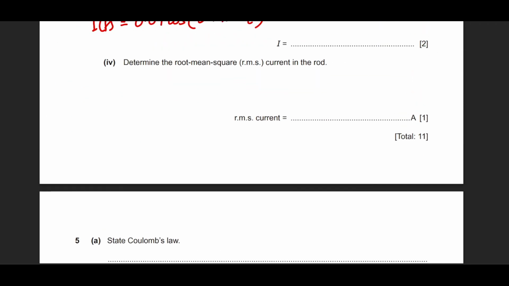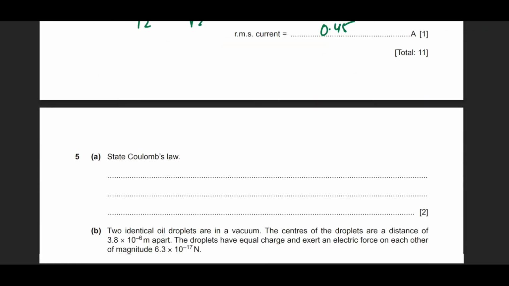Next, root mean square, no problem. So we understand that the I RMS value is equal to I peak divided by under root 2. So 0.64 divided by under root 2 gives me 0.453, which will be 0.45 amperes.